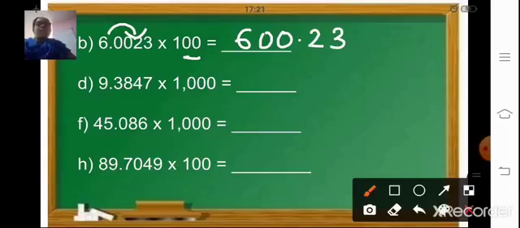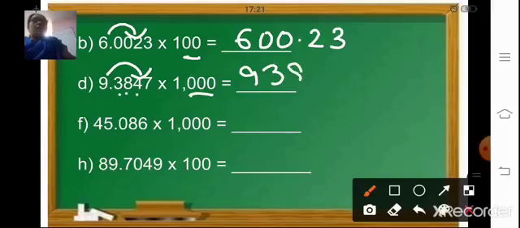600.23. Now in the same way, the second one, D1: 9.3847 multiplied by 1000. So 1000 has got three zeros. So this decimal point will move three places towards the right, 1, 2, 3. So the decimal point will be after 4. So your answer is 9384.7. Okay.